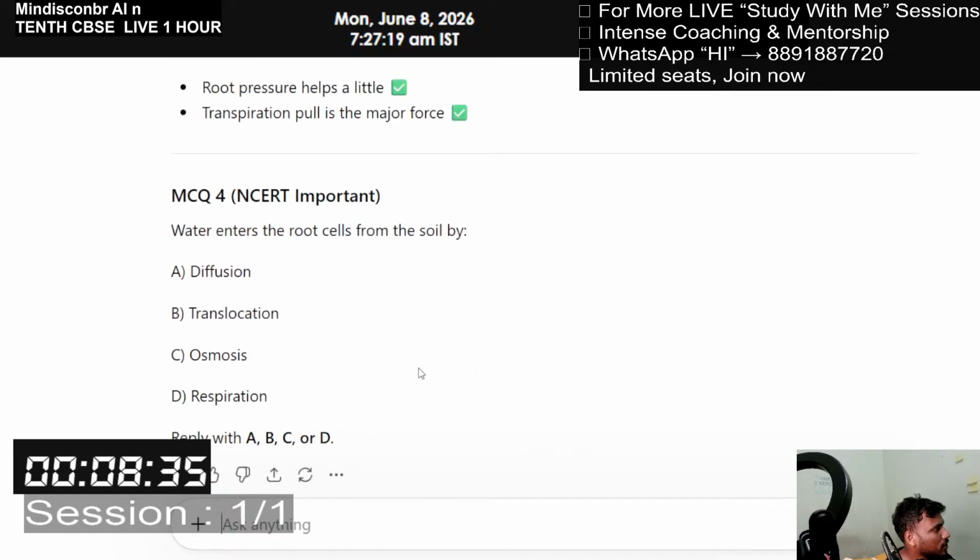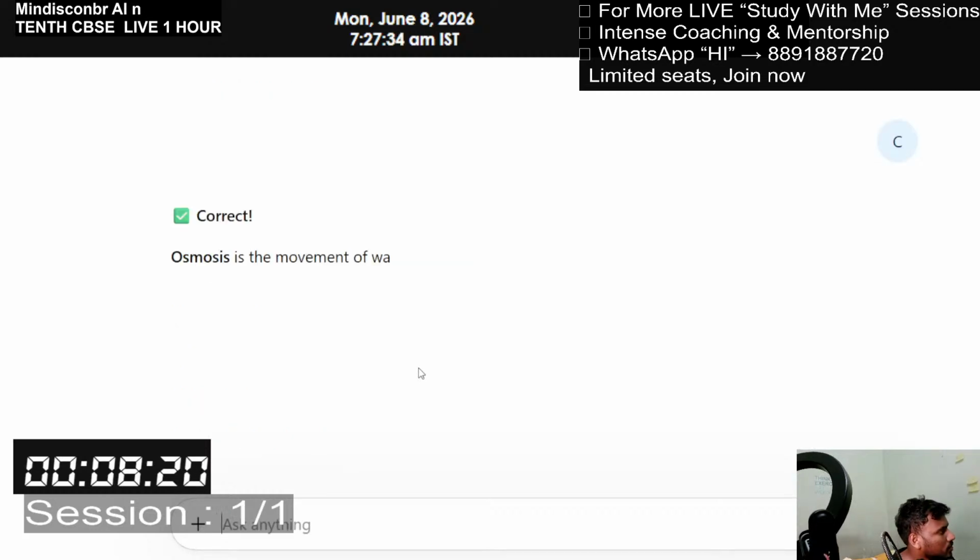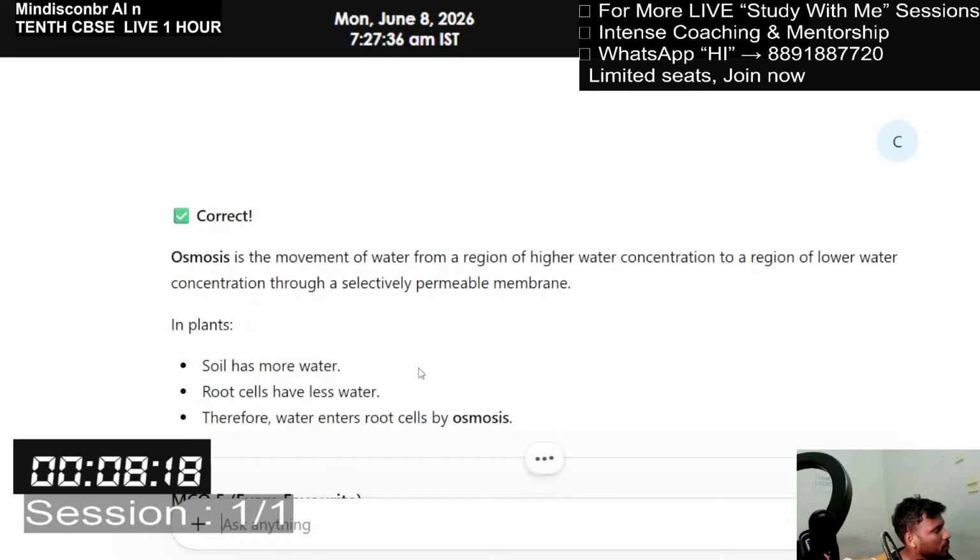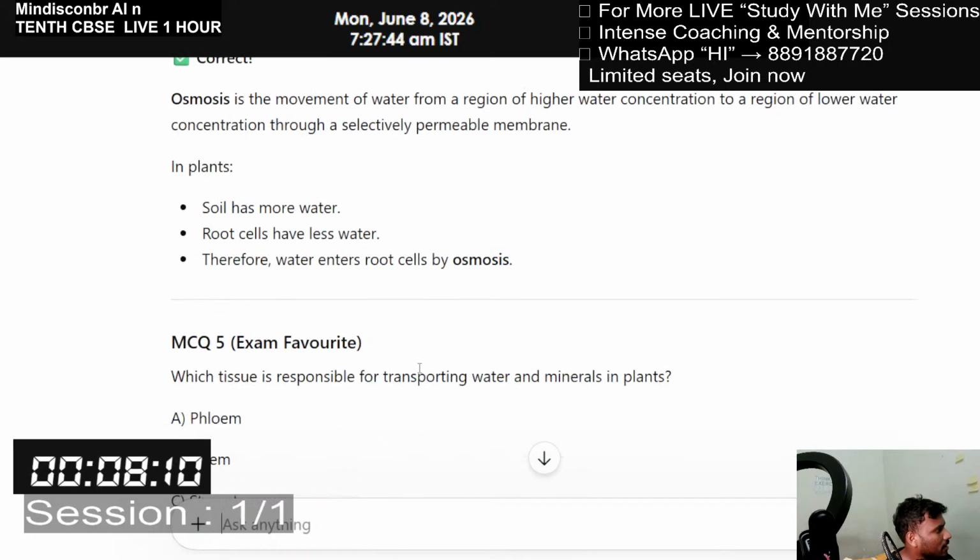Water enters the root cells from the soil by osmosis. Osmosis is the movement of water from a region of higher water concentration to a region of lower water concentration through a selectively permeable membrane. In plants, soil has more water and root cells have less water. Therefore, water enters root cells by osmosis.